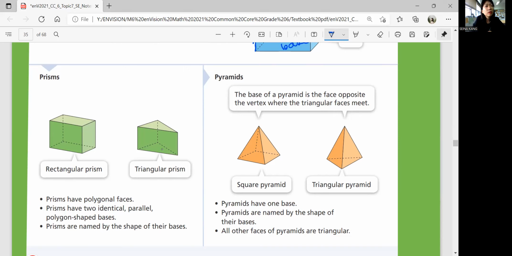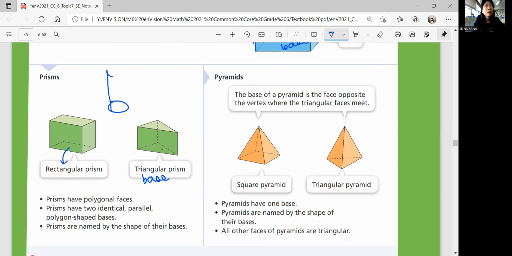Look at the triangular prism. The sides are rectangular, but the bases are triangular. So it's called a triangular prism based on the base's shape. They're also parallel. The bases have to be identical, which means the same. Prisms are named by the shape of their bases. That rectangular prism comes from the rectangular base.